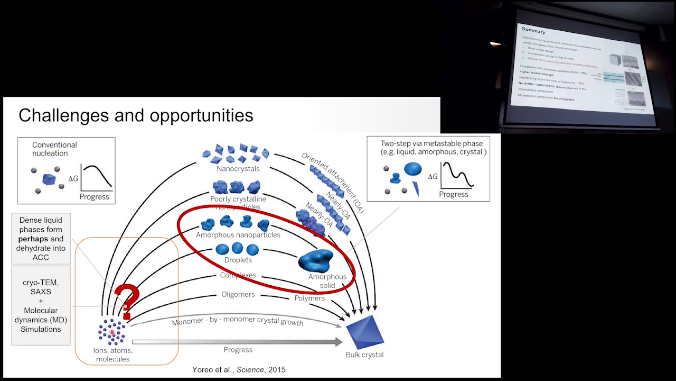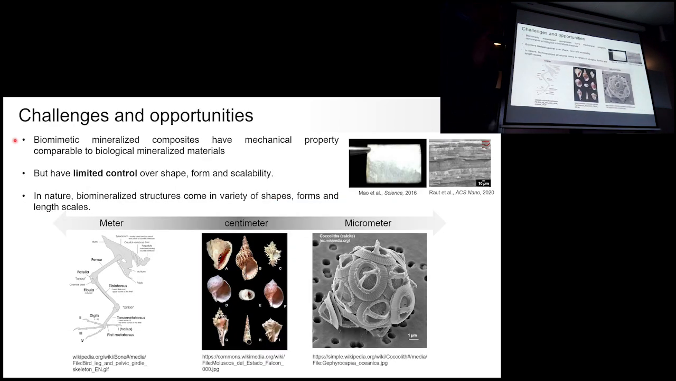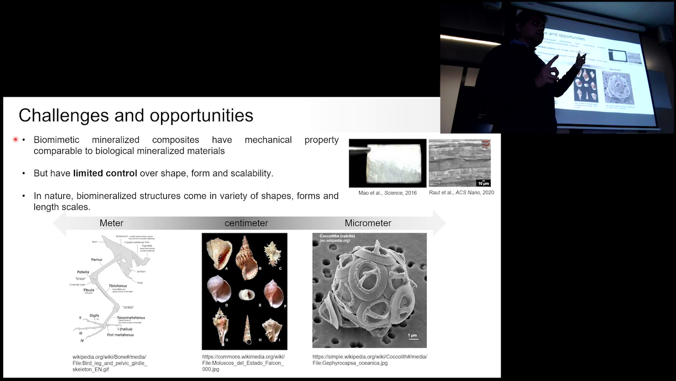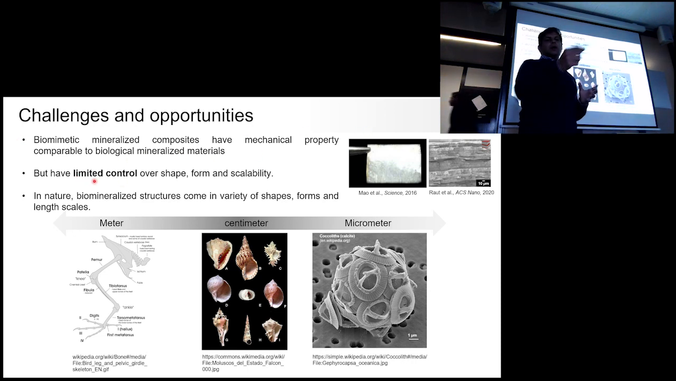In summary, the nacre mimetic composite is what you saw, with an increase in mechanical properties. We also did some studies on its biomedical applications, looking at biocompatibility besides the mechanical properties. But the problem with the nacre mimetic composites that many researchers, including us, are creating right now is that it's very difficult to create them with a proper shape.